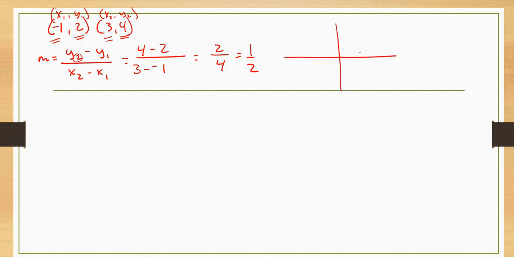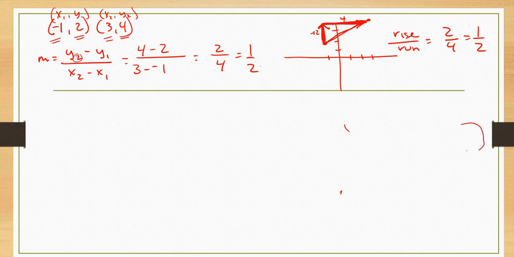Now let's look at that on the graph and see what that means. -1, 2 is here, and 3, 4 is up here. When I move from this point to this point, I am moving up 2 units, and I'm moving to the right 4 units. So my rise is 2, and my run is 4. So by looking at the graph and counting rise over run, I can get the same slope as doing it algebraically. Let's do another one.